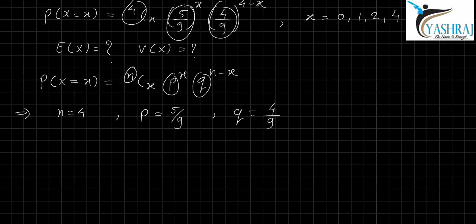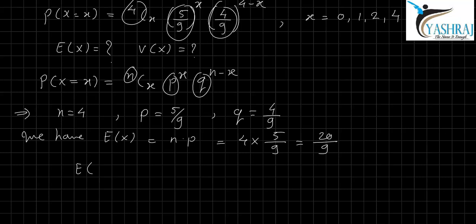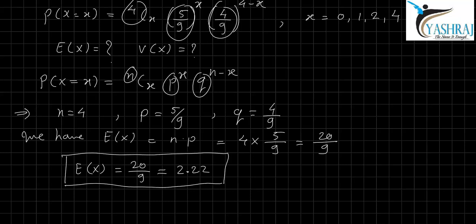So now for evaluating E of X, meaning the expected mean of random variable capital X, we have the formula n into p, where n equals 4 and p equals 5 by 9. So we might get 4 5s are 20 divided by 9. If you want to convert it in terms of decimal, try to divide 20 by 9. You might get 2.22. So the expected mean of random variable capital X is 20 divided by 9, or in decimal 2.22.